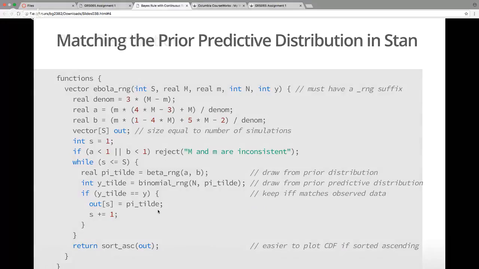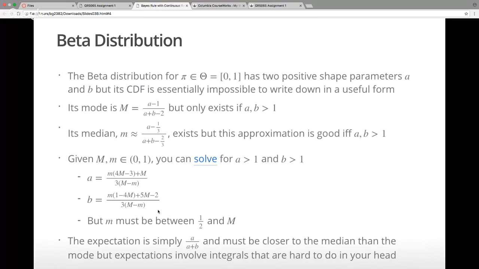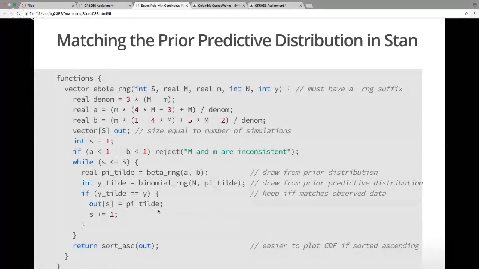And if I go back to the previous page, I have these expressions mapping from the prior mode and the prior median to A and B, which are going to be real numbers. When I specify those for the first time, I need to indicate that they are real numbers. Once you have defined something, you can use it in subsequent statements.